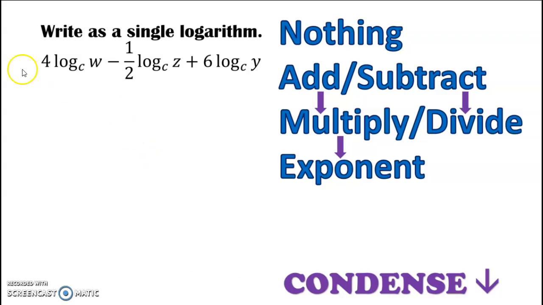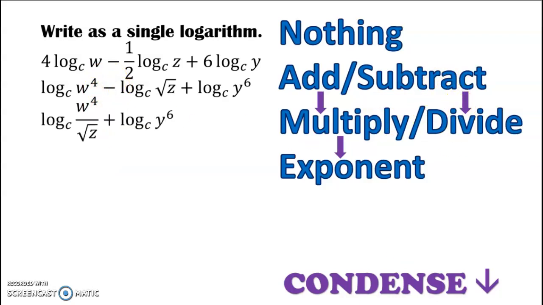Let's look at, we have some powers here first, right? We have a 4 out front, and we have a 1/2 and a 6. So those are multiplication. They become exponents. So there's the 4th power, the root, and the 6th power. Now we can just go left to right. Here I have subtraction. Subtraction becomes division. There we go. And then we have addition left, and addition becomes multiplication.